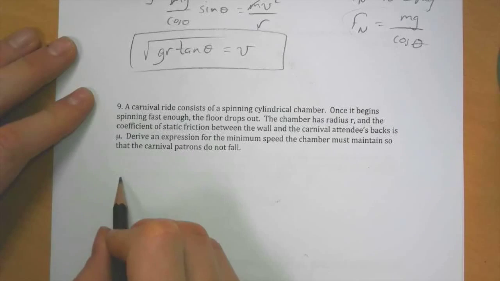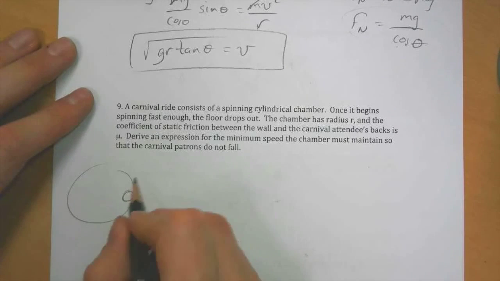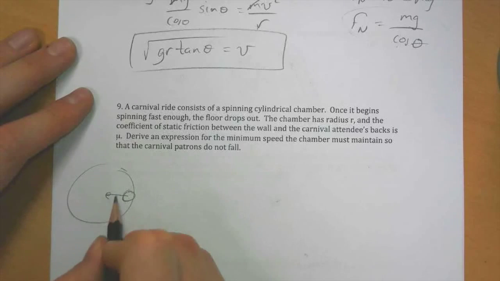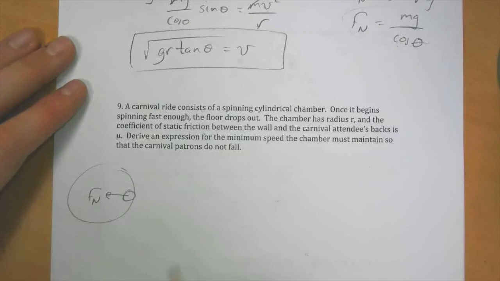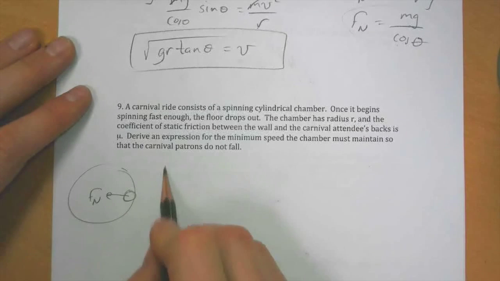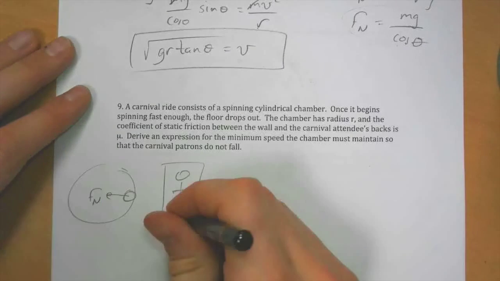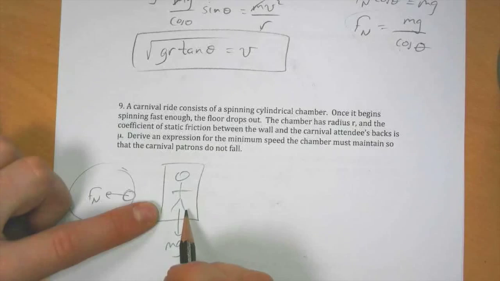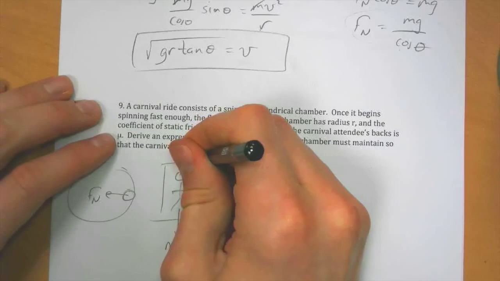So this is our situation. If we take a top view, this is you, at the top of your head. The only force acting on you horizontally is the normal force from the wall. That is supplying the entirety of your centripetal force. If we take a side view, this is the wall, and this is you up against the wall. You've got gravitational force on you going down. And after the floor drops out, the only thing holding you up is friction between you and the wall. Static friction.